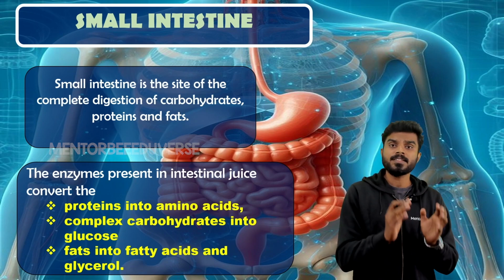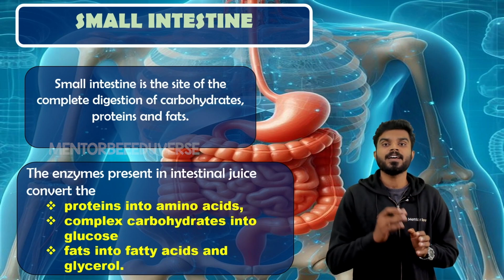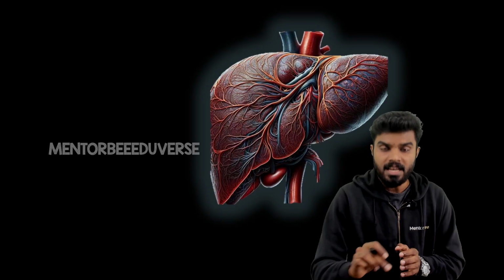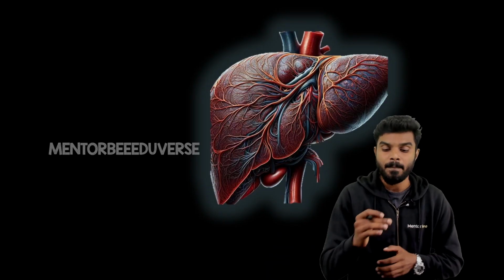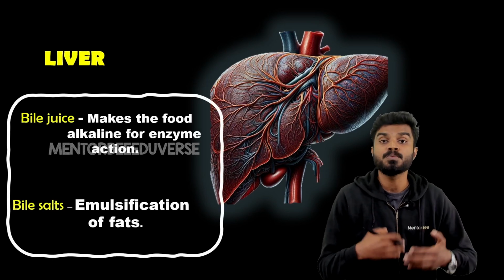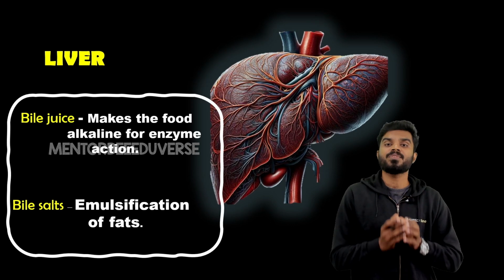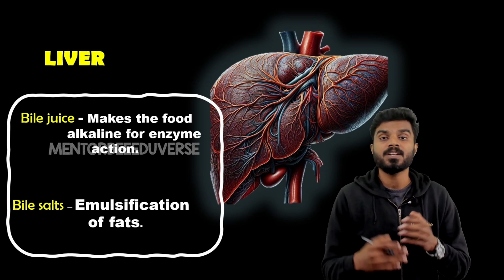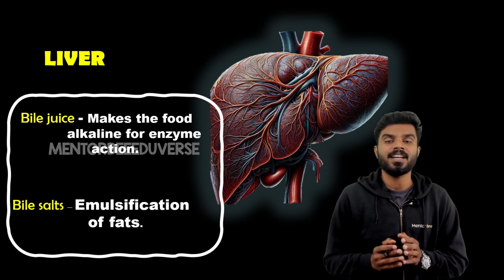The small intestine does all these processes with the help of some other organs, that is our liver and our pancreas. Our liver produces a juice called bile juice. What does this bile juice do? This bile juice makes the food alkaline for the enzyme action. That means the enzymes need an alkaline medium for efficient functioning, and that is created by the bile juice.